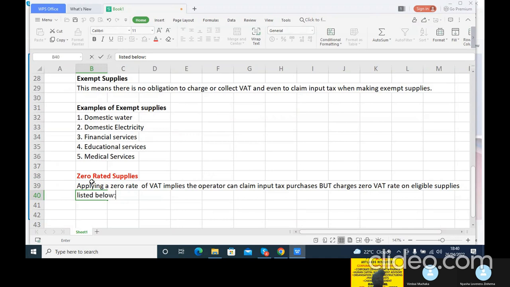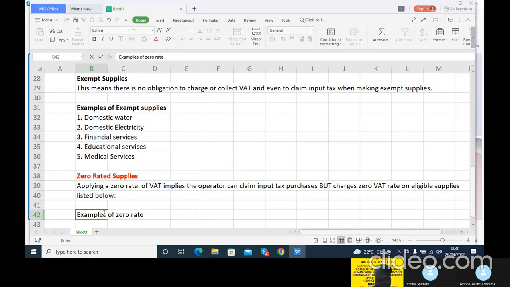Zero rate means you can claim input tax, but if you are selling something which falls under the category of zero rate, you don't charge VAT because the rate you're using is zero. But when you buy your supplies, your purchases and stuff, and you are charged VAT, you can claim input tax. Are you getting it? So let us have examples of zero rated supplies.